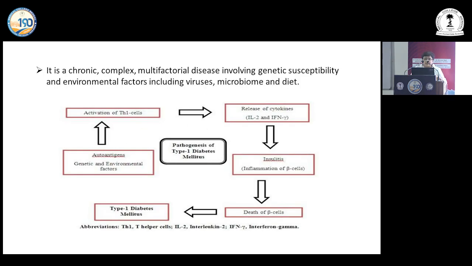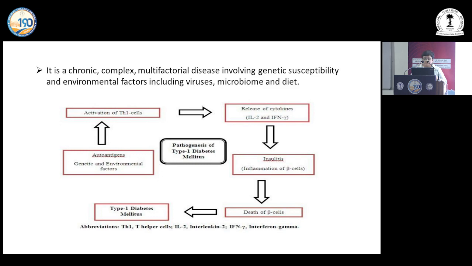It is a chronic, complex, multifactorial disease involving two main components. Under broad headings, one is genetic susceptibility and the other is environmental factors, which also include viruses, microbiome and the diet. I have given a flowchart here, which we will come to later on, and let us first discuss the genetic susceptibility and the environmental factors which lead to type 1 diabetes.